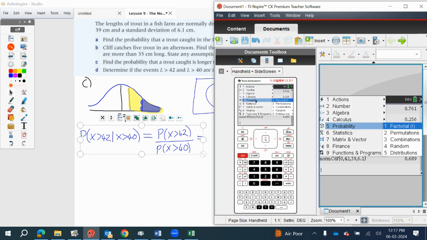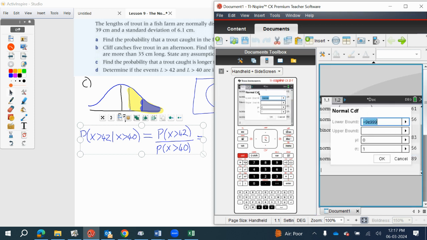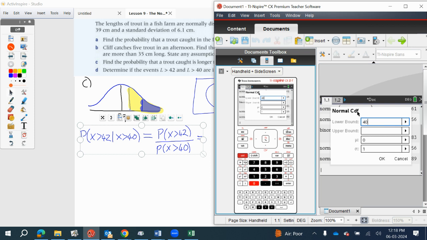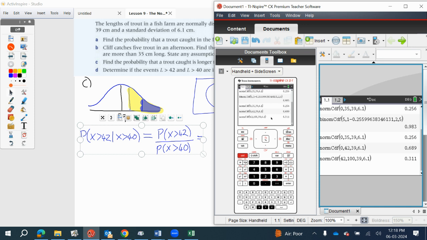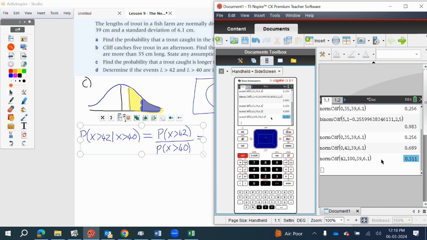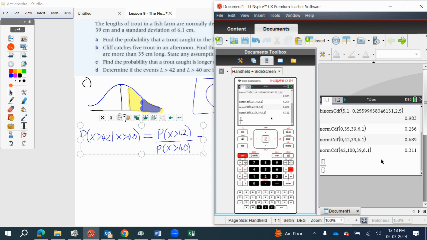Menu, probability, distribution, normal CDF. Our lower bound is going to be 42. Our upper bound is going to be 100. Our population mean is 39. Our standard deviation is 6.1. So this value here gives us greater than 42. I'm going to scroll up to that one, press Control C to copy it, and then come here. I'm going to put in my quotient. I'm going to paste that one, Control V. I'm going to go one below and paste it here, Control V.